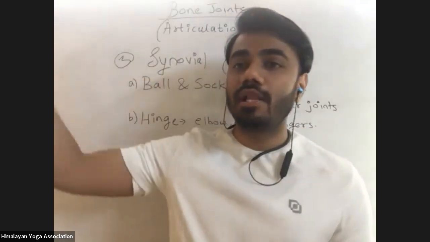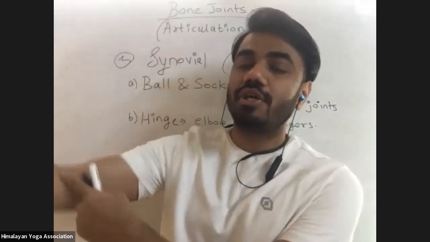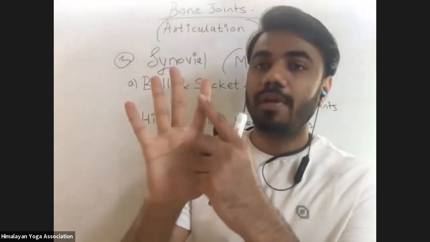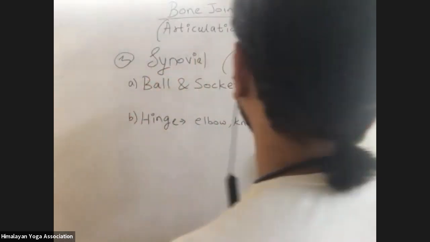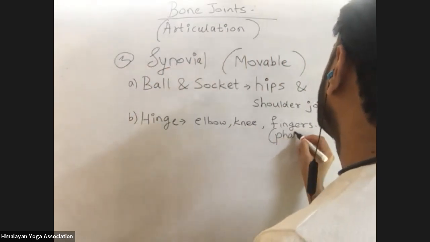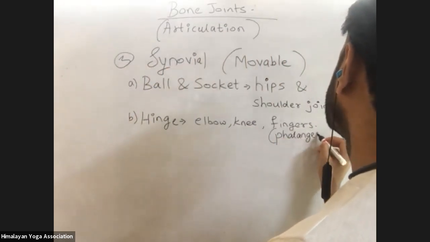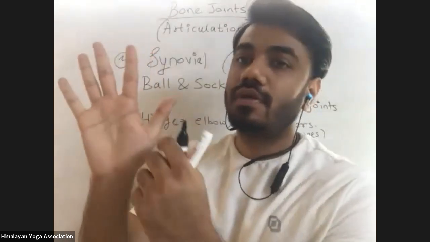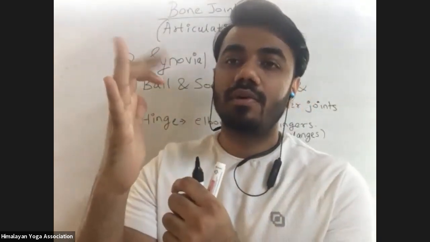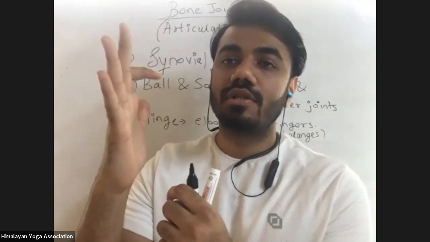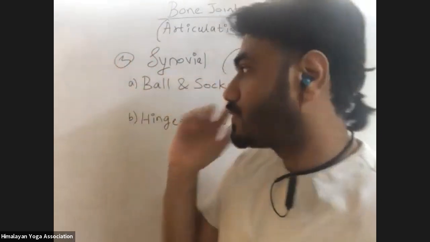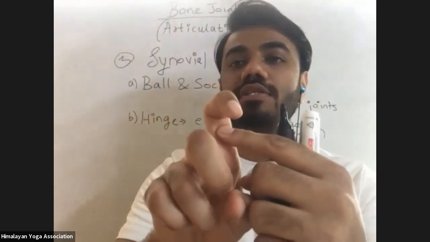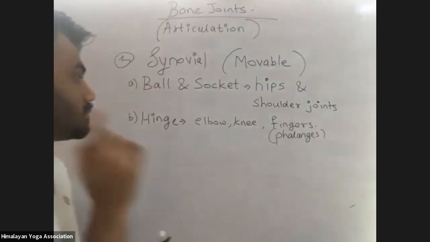So you can bend your elbow in one direction like a hinge. Bend your knee in one direction. Also in your fingers, in between the phalanges, I will write the word phalangeal joint. This finger you can bend in only one direction. That is the hinge joint, in between each of these phalanges.